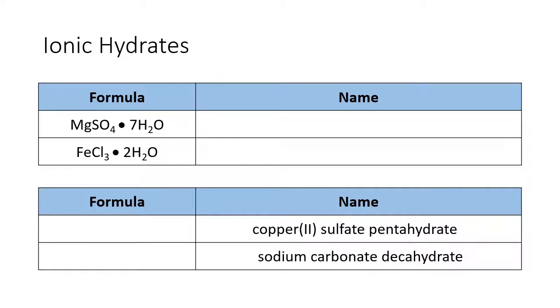So let's try a couple examples. We're given the formula first, and we're going to supply the name, MgSO4.7H2O. So let's focus on the MgSO4 first. The metal is magnesium. SO4 is a polyatomic ion called sulfate. 7, the Greek prefix for that is hepta. And we list the suffix hydrate. So the total name is magnesium sulfate heptahydrate.